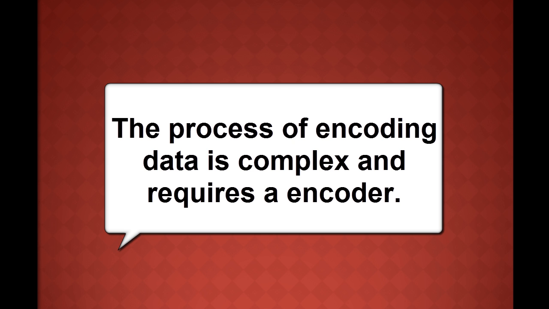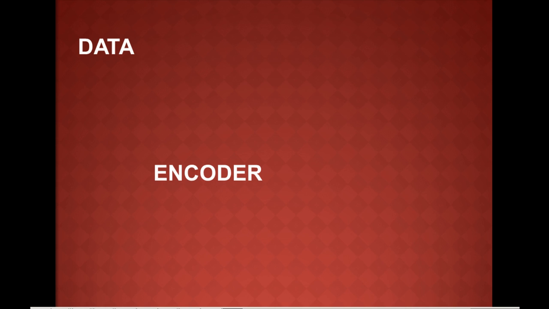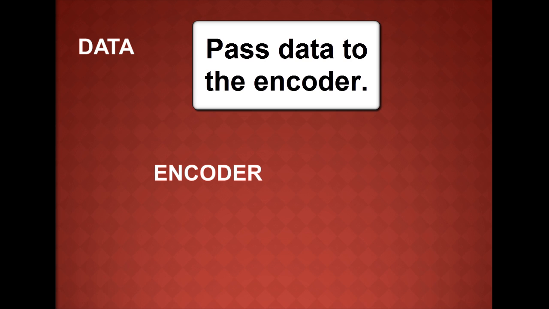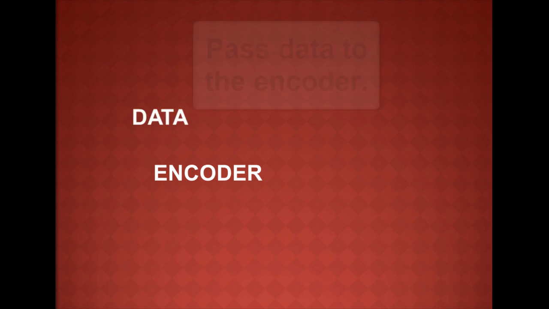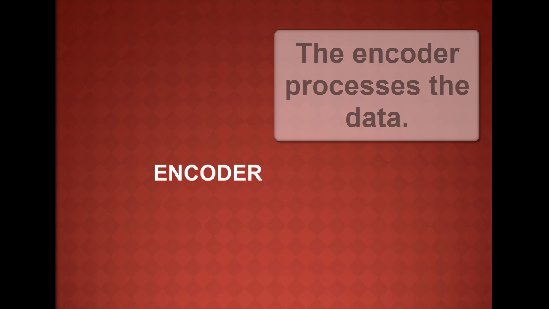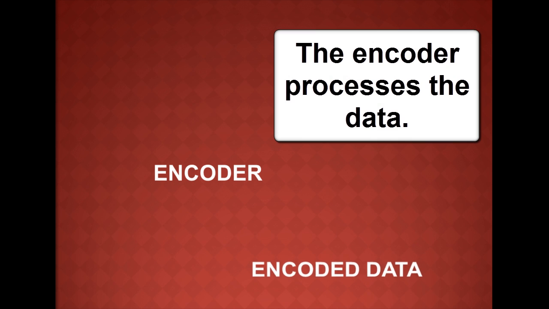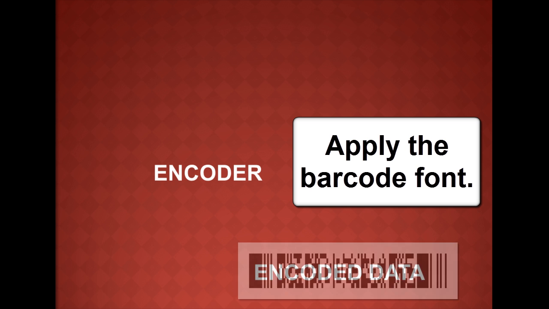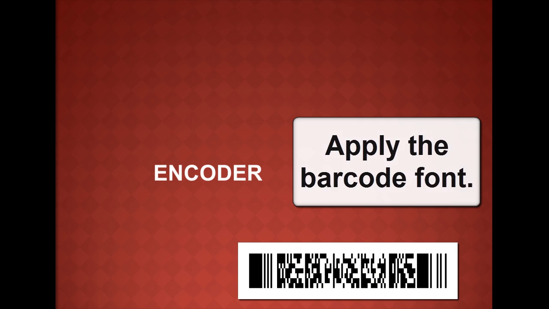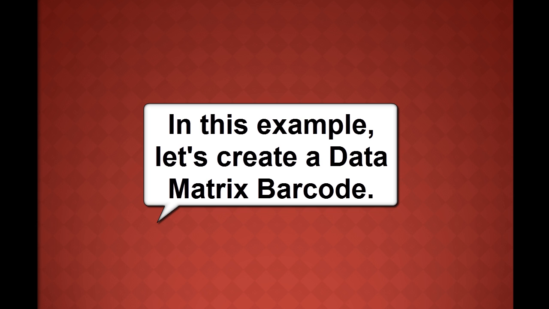The encoding and decoding process of a 2D barcode is very complex. To print 2D barcodes as a font, the data will need to be formatted with a tool called an encoder. The encoder will return a character string that, when combined with the 2D barcode font, will create a proper barcode symbol. Let's go ahead and look at an example of this process.